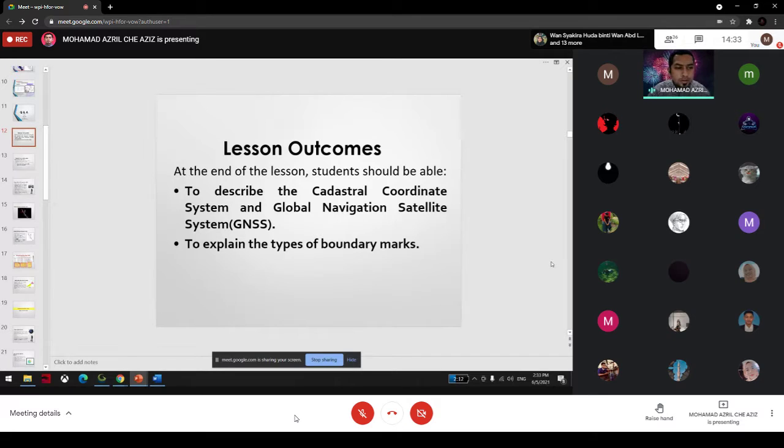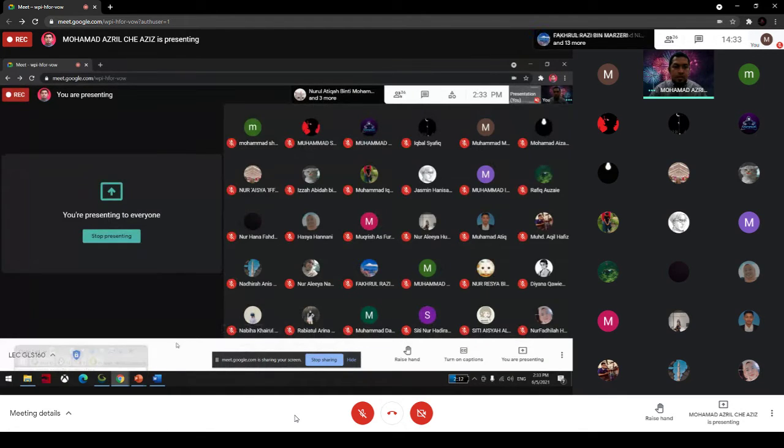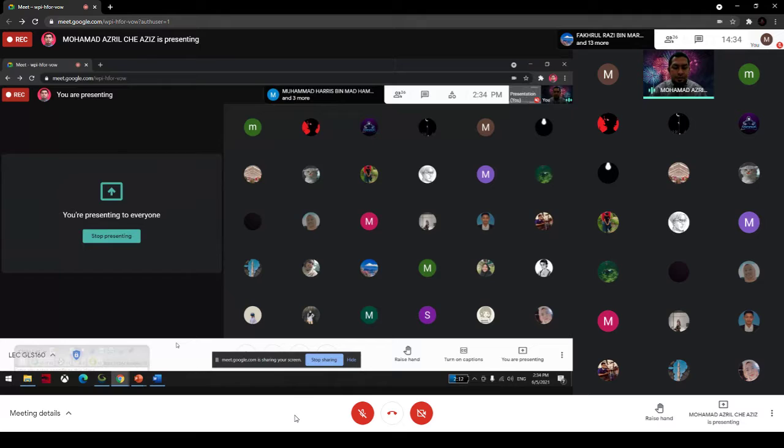Today we will continue on chapter number 2. Before this, we already covered the database. If you have your reference book, during this class you can open page 24, 25. That relates to the cadastral database.